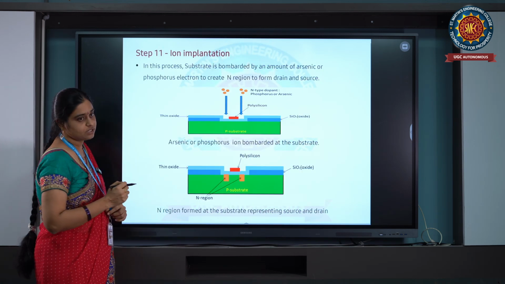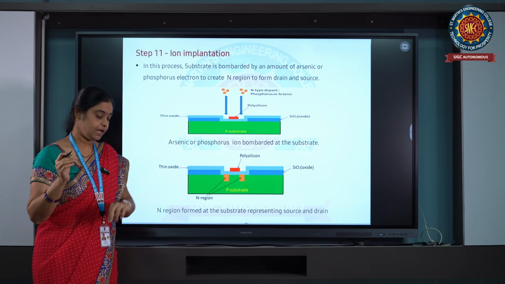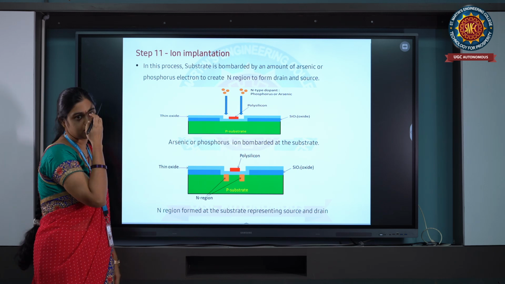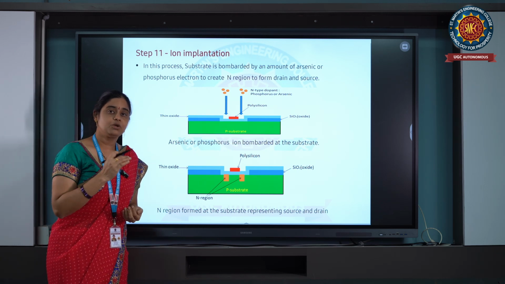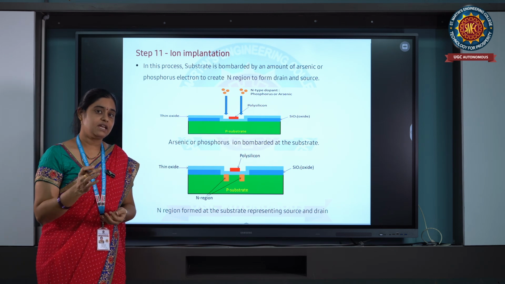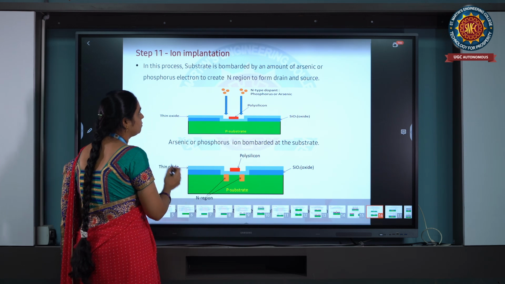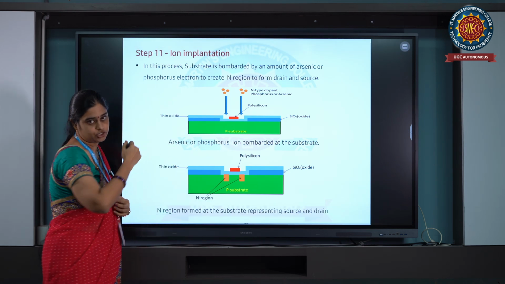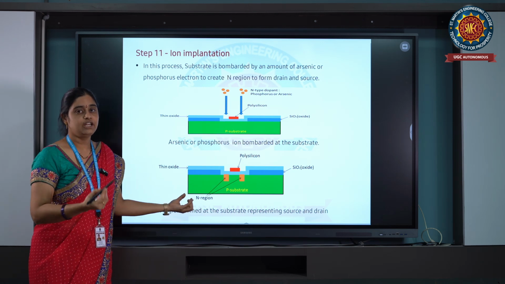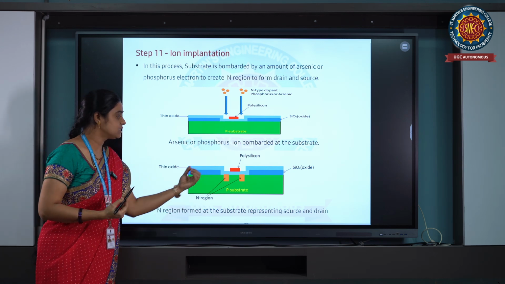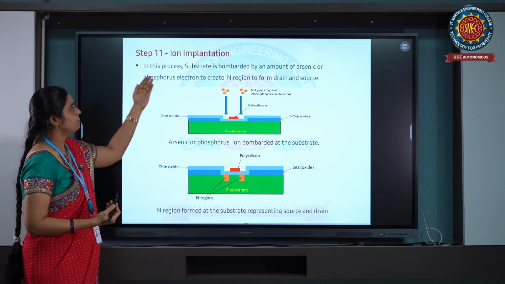Now the next process is, we are going to diffuse N-type and P-type, both the diffusions. Because it is an NMOS transistor, it should have source and drain as N-types. Now we are diffusing N diffusion here using the process known as ion implantation. So here the diffused regions are known as N diffusion regions, one for the source and the other for the drain. And the process we are following is known as ion implantation.